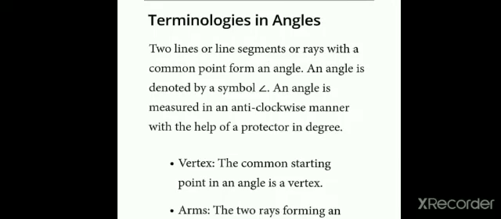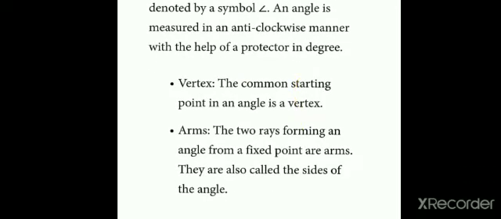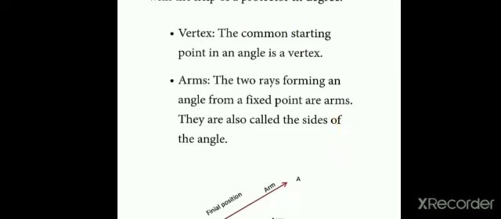Two lines or line segments or rays with a common point form an angle. An angle is denoted by the symbol you are seeing here. An angle is measured in an anti-clockwise manner with the help of the protractor in degrees. Vertex. The first terminology is vertex. The common starting point in an angle is the vertex. Arms. The two rays forming an angle from a fixed point are arms. They are also called the sides of the angle.